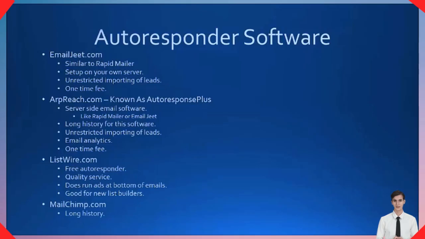MailChimp is similar to Aweber and GetResponse. It's got a long history as well, and it's a monthly service provider with good tracking and a good track record. It's again one of those preference things. There are some people that swear by MailChimp, and there are others that absolutely abhor it. So you just have to decide which one works best for you because you're going to get all kinds of different opinions.